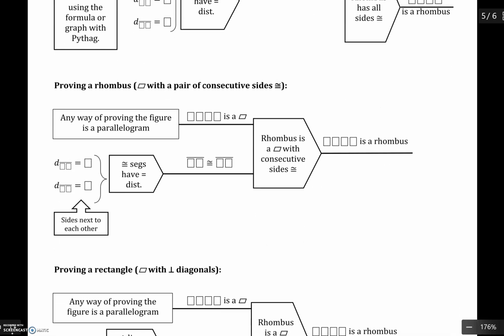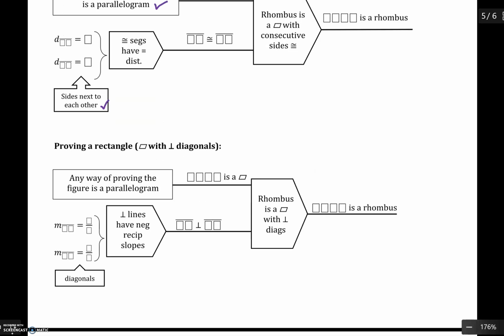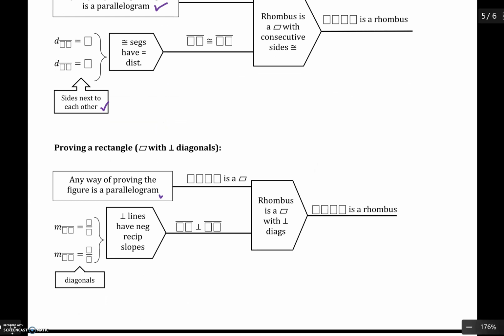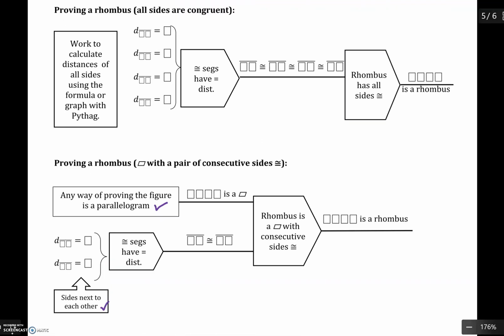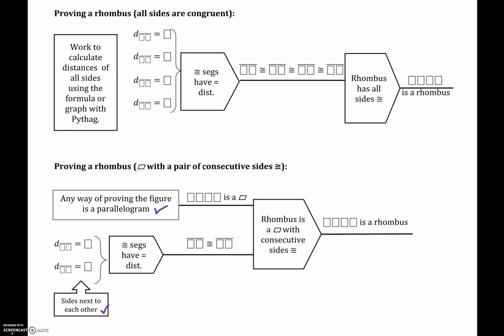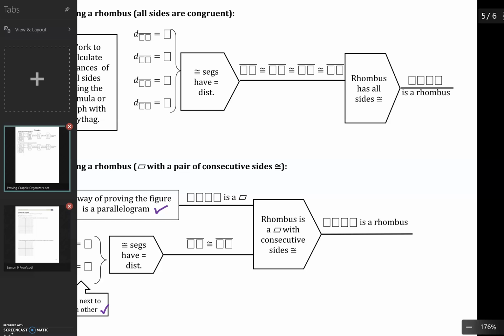You also can prove it's a parallelogram using the way we already showed, and then show that 2 sides next to each other are congruent, making it a parallelogram with consecutive sides congruent, a rhombus. Or you can prove that it is a parallelogram using the way we usually showed, and then show the diagonals are perpendicular. Again, it's totally up to you which way you prefer. I like to do the slopes. A lot of my students like to do the distances, so I am going to show you both of those.